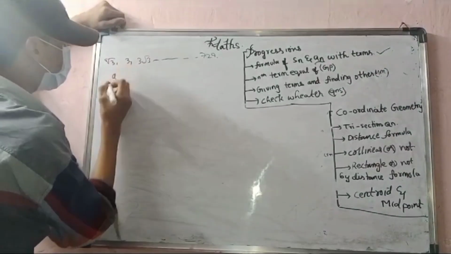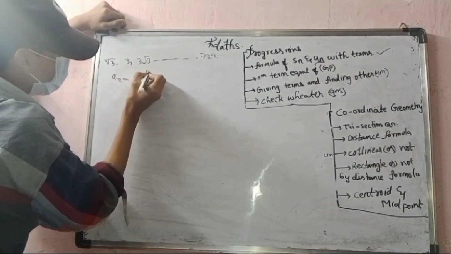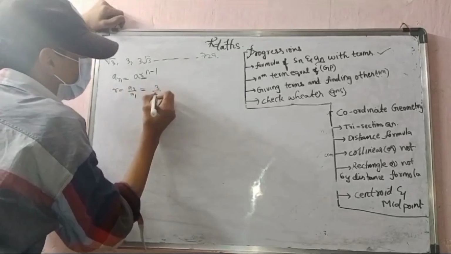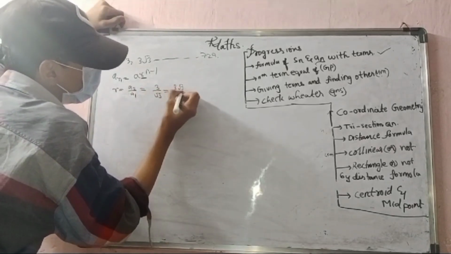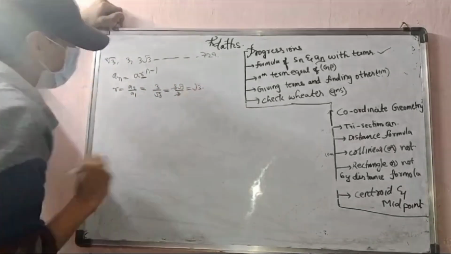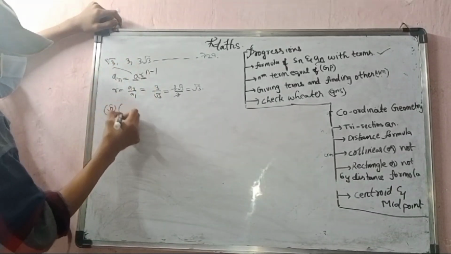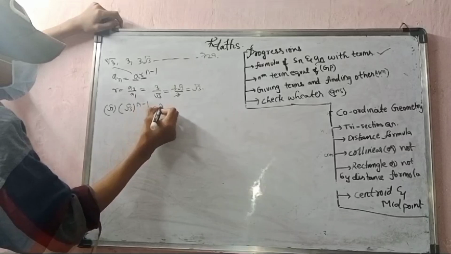So in GP, what is there? An equals a r to the power of n minus 1. So we should first find r, which equals a2 by a1. Okay, a2 by a1, 3 by root 3. Rationalizing with root 3, 3 root 3 by root 3 into root 3, the 3 cancels. Okay, r equals root 3. So here a is nothing but root 3. So root 3 into root 3 whole to the power of n minus 1 equals 729.